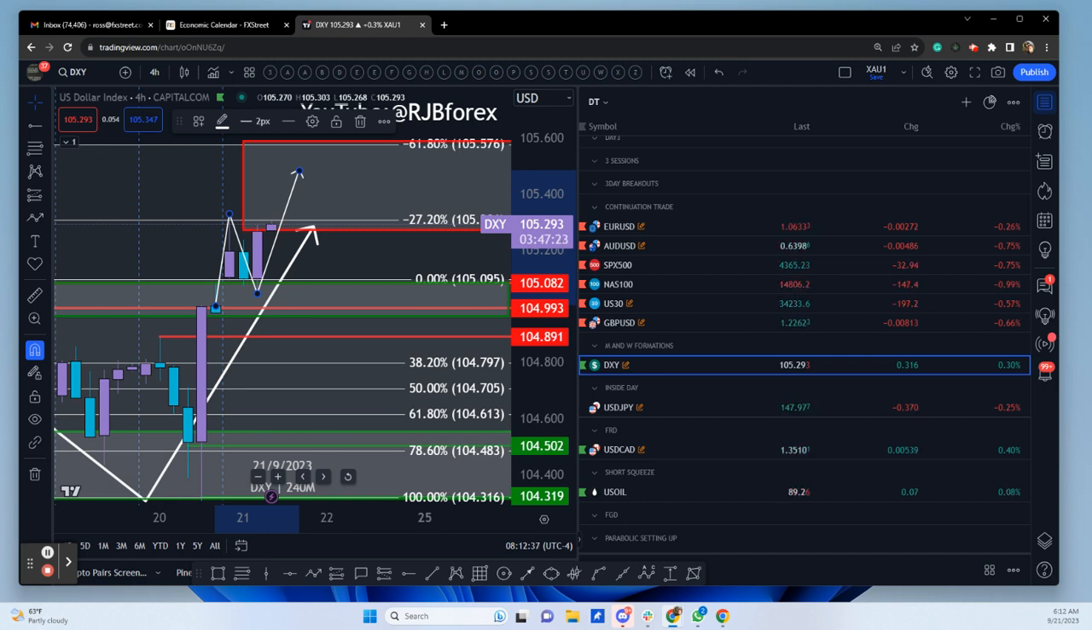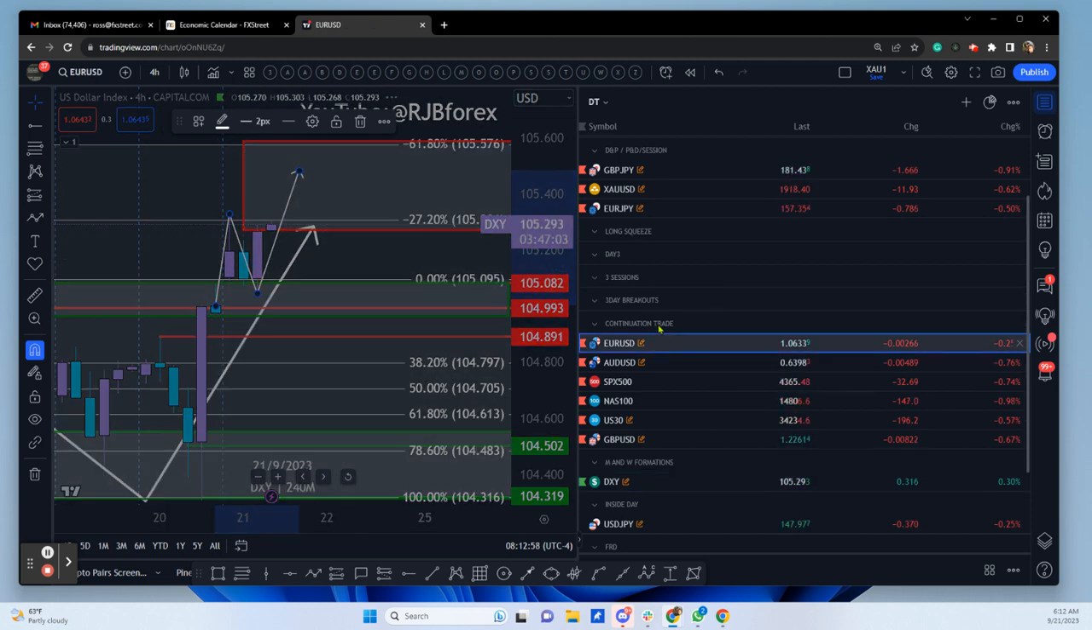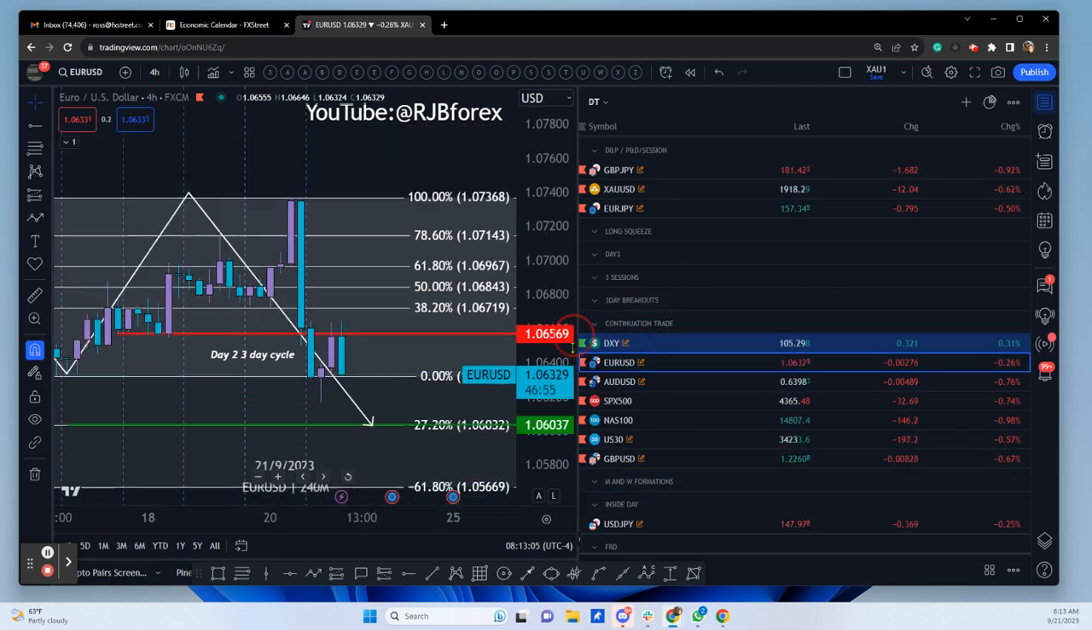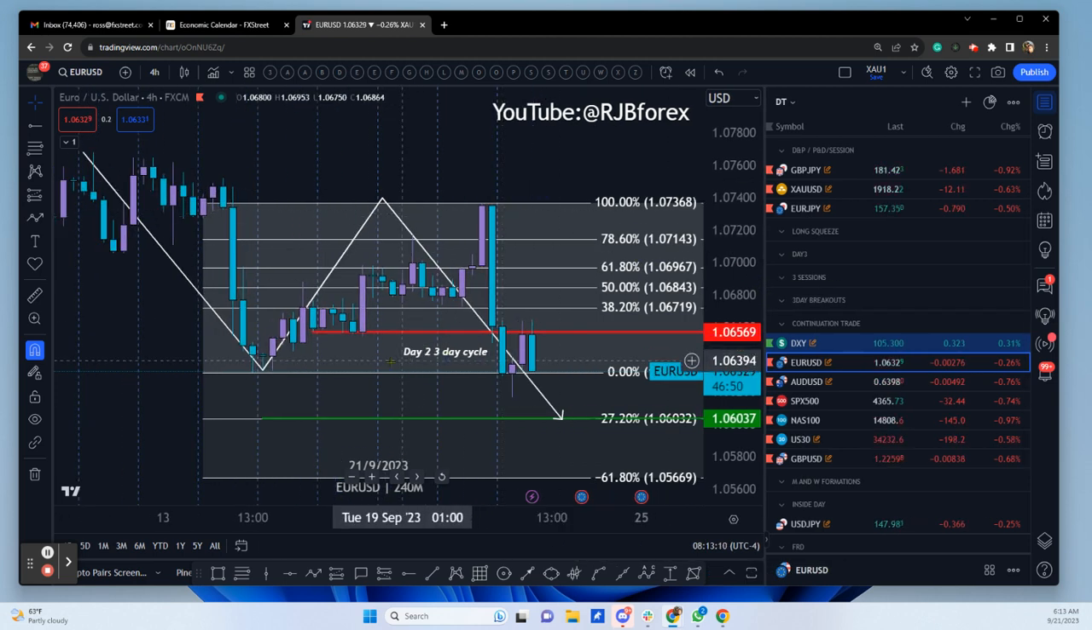No, we haven't. We've just gone through the dollar, so we're going to start going through the pairs now. So I'm going to start with euro. I've got it listed as a potential continuation trade, which would make sense considering we're regarding the Dixie as a continuation. So, in fact, I'm going to put that up in here. Euro dollar, day two of the 3 day cycle to continue lower.